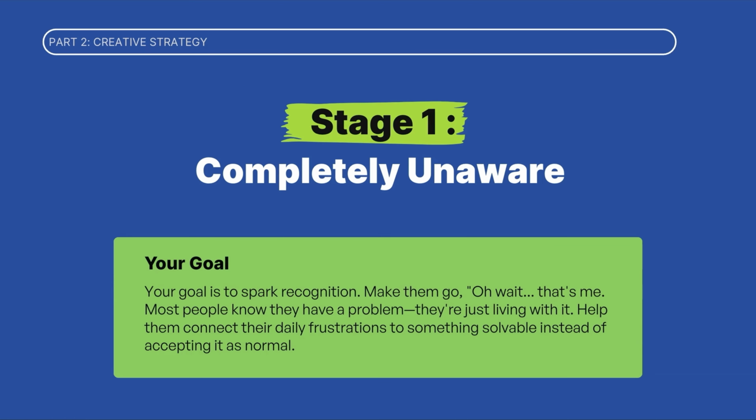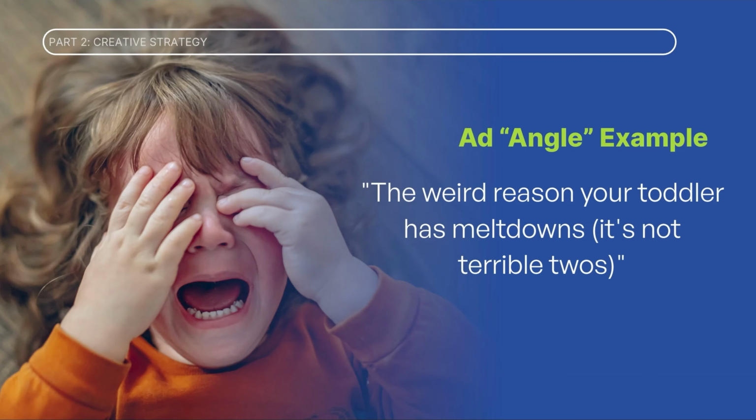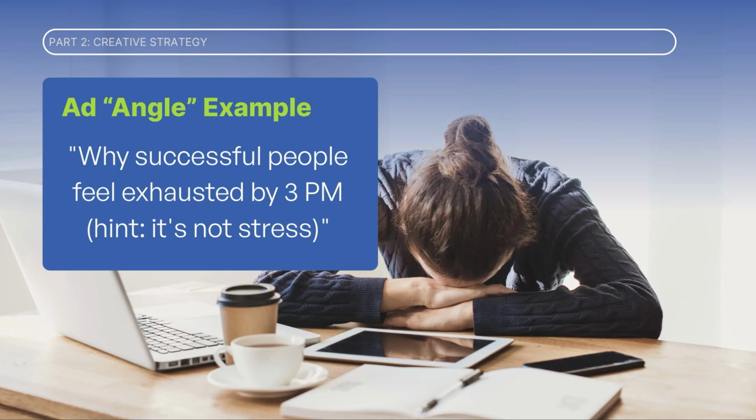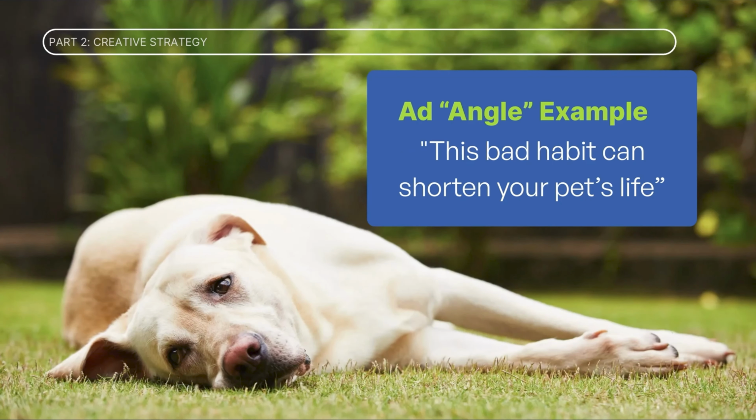Let's start with stage 1, completely unaware. These are the prospects that are living with a problem and don't even realize they have it yet. Your goal in this stage is to spark recognition, make them go, "Oh wait, that's me." Most people in stage 1 are just living with a problem. You need to help them connect their daily frustrations to something that is solvable, instead of accepting it as normal. Here are some ad examples. The weird reason your toddler has meltdown. It's not terrible twos. Why successful people feel exhausted by 3 p.m. This bad habit can shorten your pet's life.